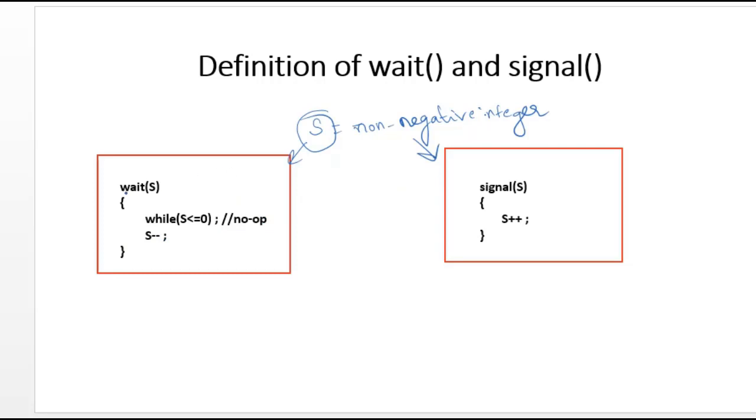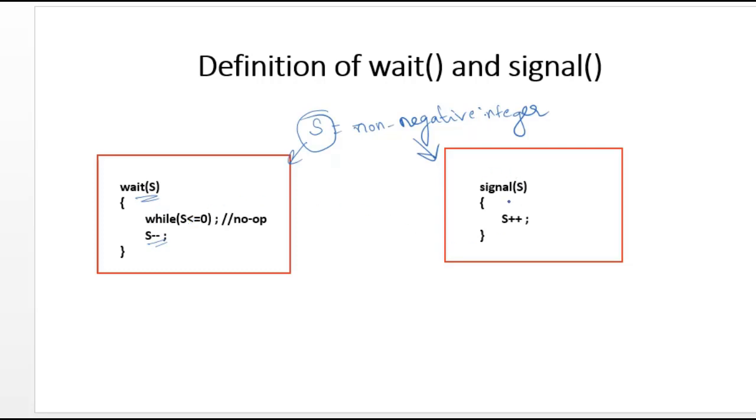Please understand how the wait works. Whenever the semaphore value is less than 0, that is, a negative value, the process cannot acquire the lock. That means it cannot enter into the critical section, in which case it will continuously loop in this while, checking when S will become a positive value. And whenever S becomes a positive value, it will acquire the lock, enter into the critical section, and also decrement the value of S by 1, indicating that it has used the shared resource.